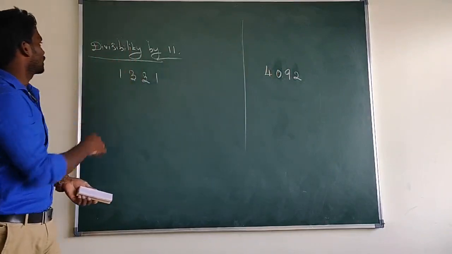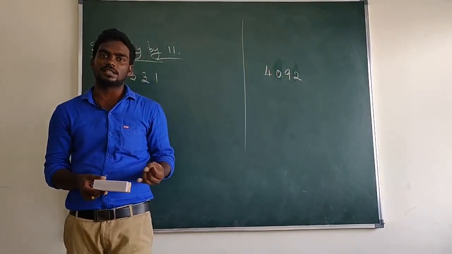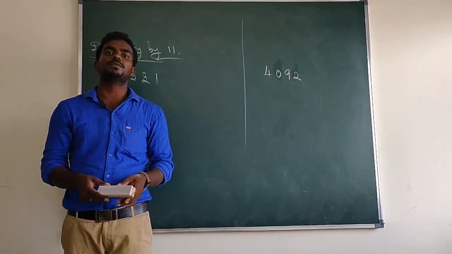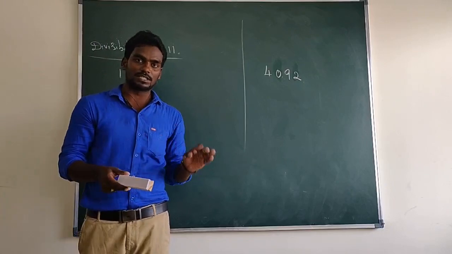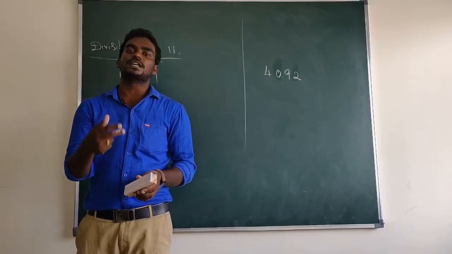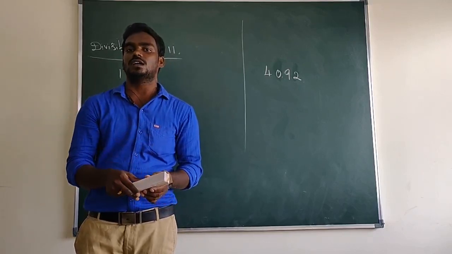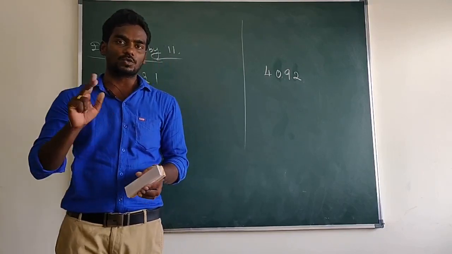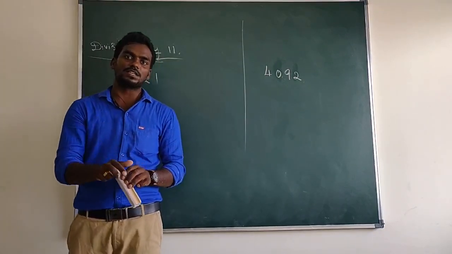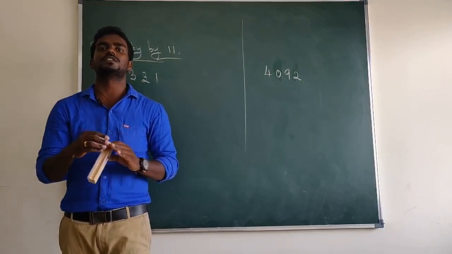Let's see the next condition, divisibility by 6 and 8. Divisibility by 6 means a number which is divisible by both 2 and 3. A number divisible by both 2 and 3 is divisible by 6. And what is the condition for 8? The condition for 8 is the same as for 4. For 4, if the last two digits are divisible by 4, the whole number is divisible by 4. Similarly for 8, if the last three digits are divisible by 8, the full number is also divisible by 8.